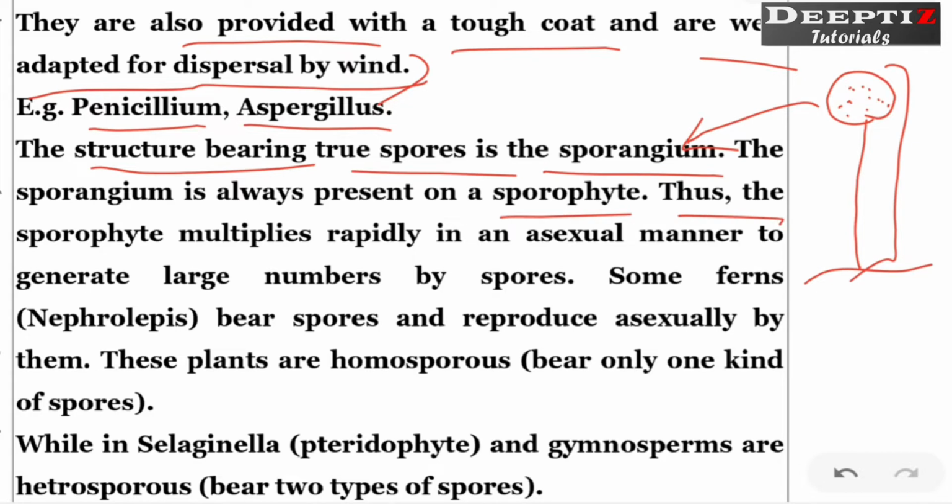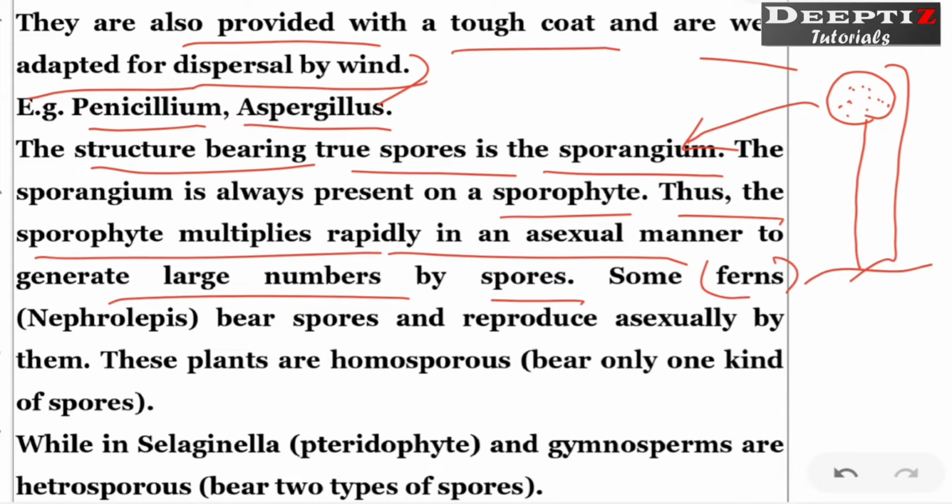Thus, sporophyte multiplies rapidly in an asexual manner to generate a large number of spores. Some ferns are the examples. In class 11, we have already studied classification, right? There, ferns and everything you might have studied as plants in the chapter plant kingdom, right? These bear spores and reproduce asexually. When the sporangium bursts and the spore comes out, then when it attaches to some substratum, it will grow as a new independent organism.